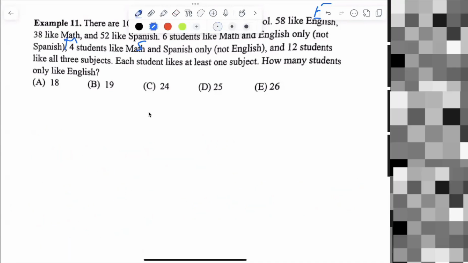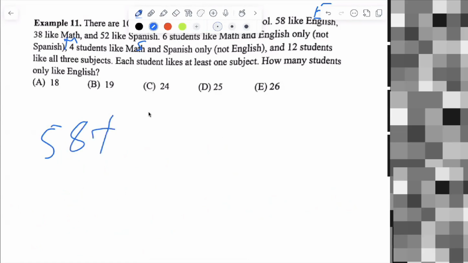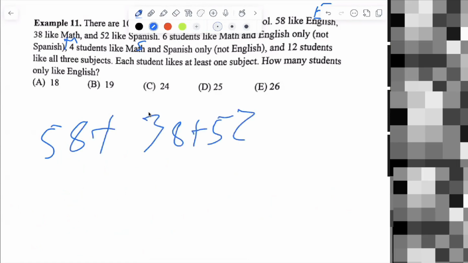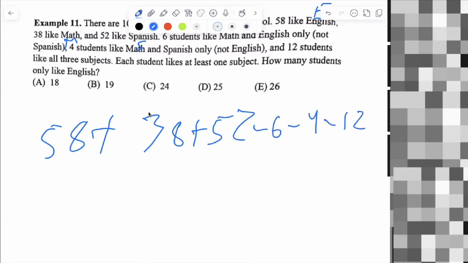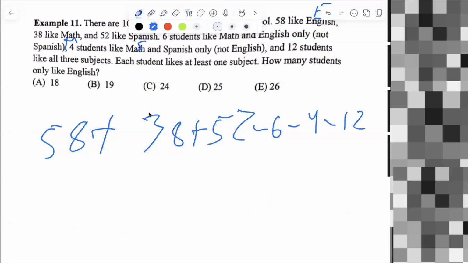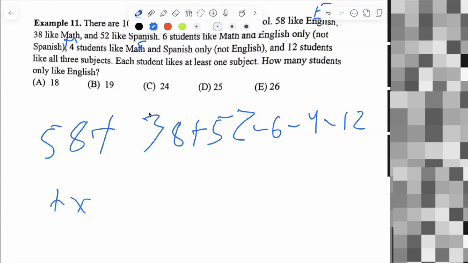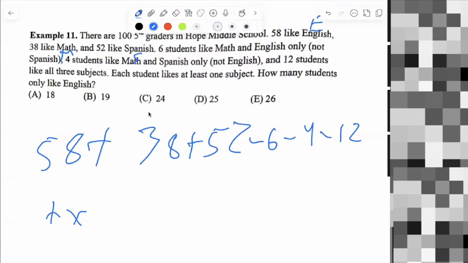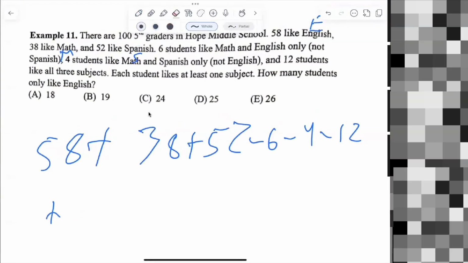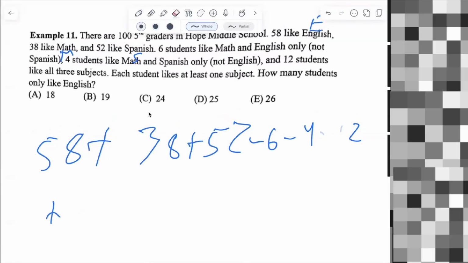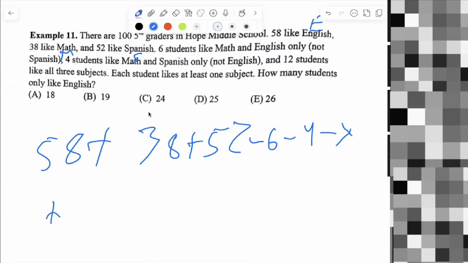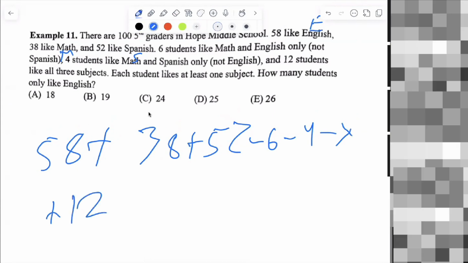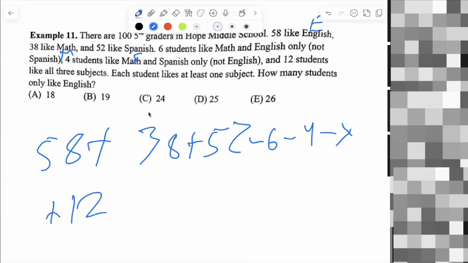Now we're just going to think about it. We're going to do 58 plus 38 plus 52. Then we'll subtract 6, then subtract 4, and then subtract 12, and then we add on x. Let x be 12, like all 3 subjects. Oh, wait, never mind. It does say it. It says minus x, 12. Adding this should give us a total of 100.